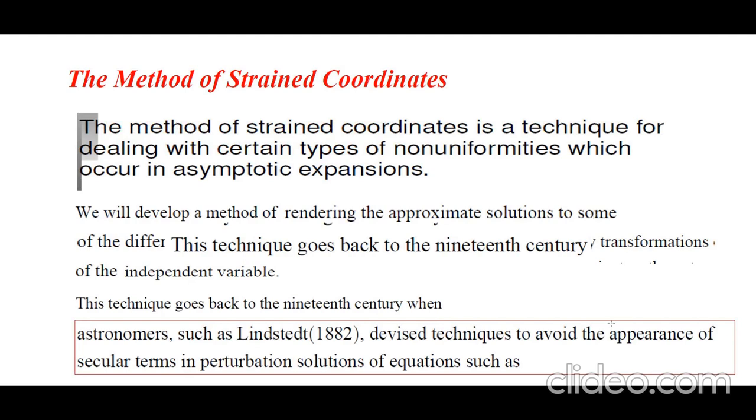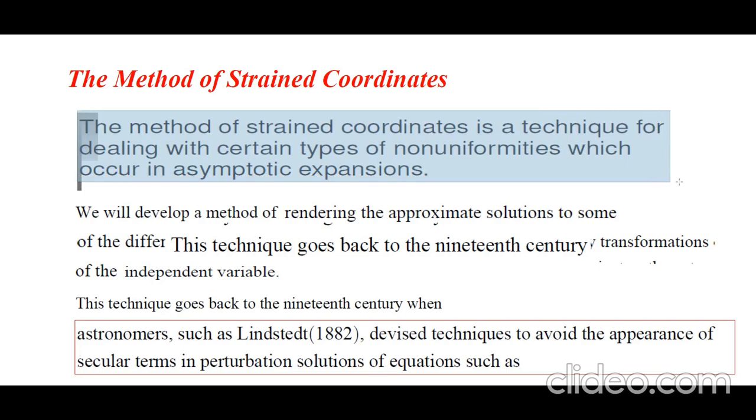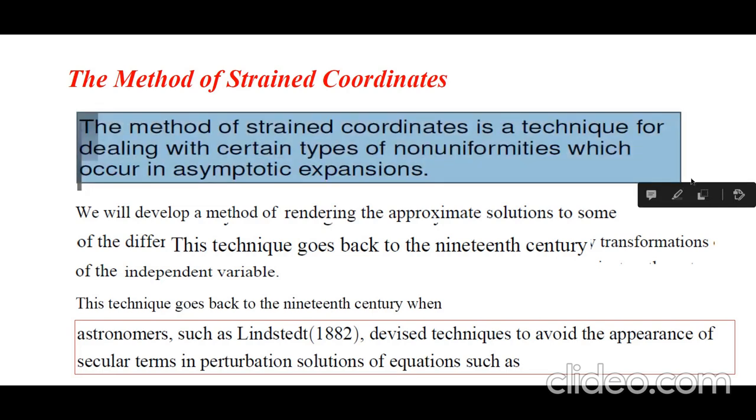This method is basically a technique for dealing with certain types of non-uniformities which occur in asymptotic expansions. As you saw, the solution obtained by the regular expansion in our previous differential equation was not uniformly valid for all t, and that was actually unbounded, and that was the source of non-uniformities.